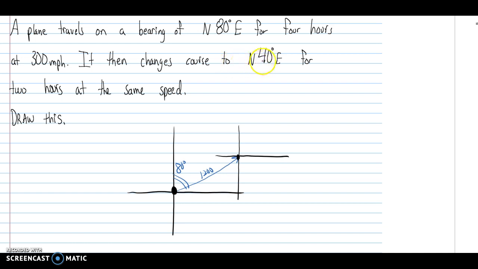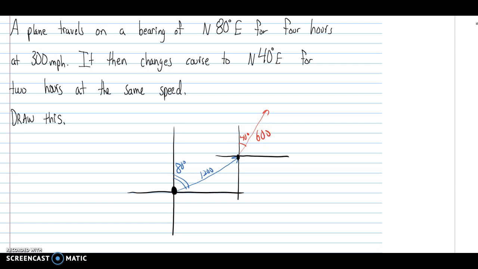And now the course is only 40 degrees east of north. So instead of looking straight north, we're going to rotate to the 40 degrees to the east of that. It's going to do something kind of like that. Our 40 degrees is going to be right there. And it's traveling 2 hours at the same speed. So 2 times 300 miles per hour is 600. So we have this drawing.